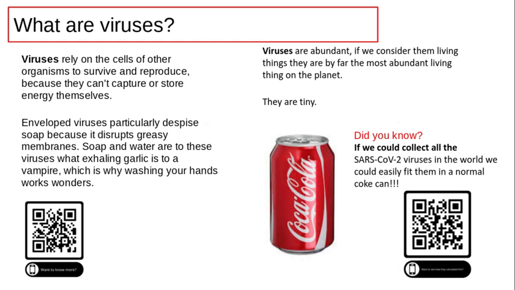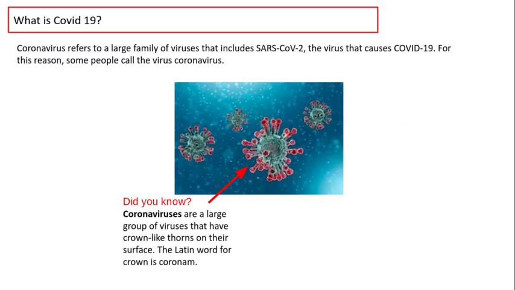Viruses rely on cells of other organisms to survive and reproduce, and that's because they can't capture or store energy themselves. Viruses are everywhere. They are very, very tiny, and that means that if we collected all the SARS-CoV-2 viruses in the world, we could easily fit them into a can of Coke.